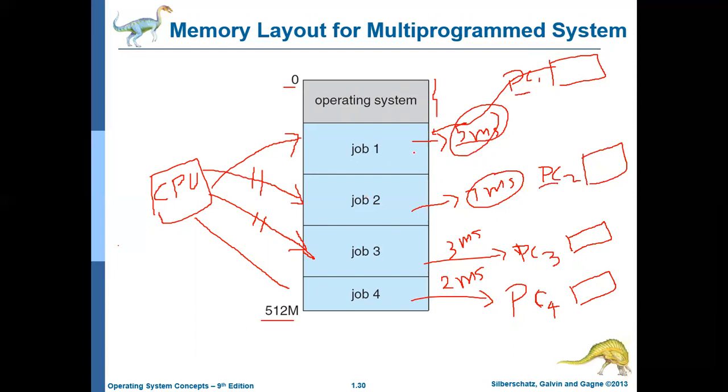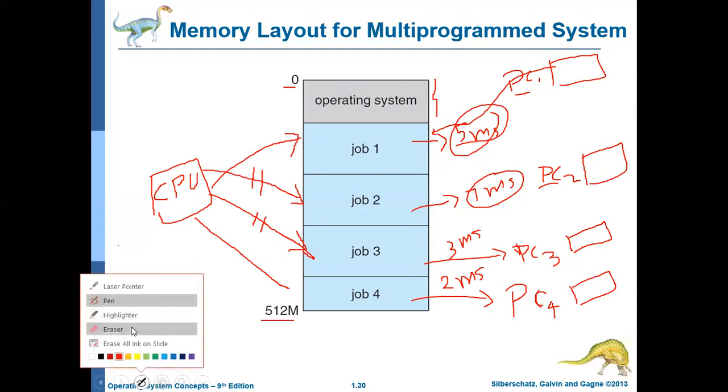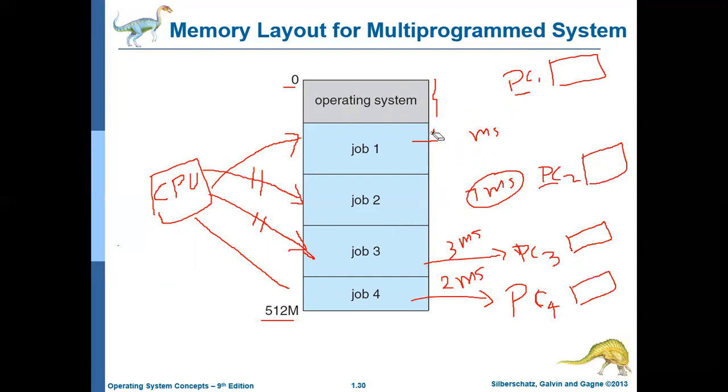Then once again it will switch to job 1. Okay, so this is how things work in a multi-processing system.